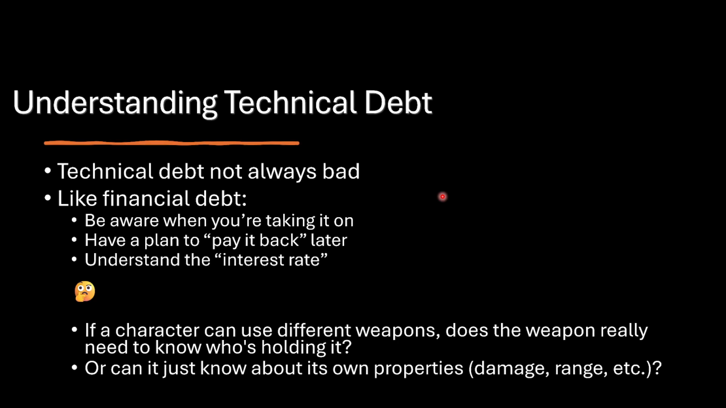Can we make this easier? Do we need this circular reference? And make sure that we have a plan to pay it back later by using perhaps things like refactoring, which we'll go to in a second. So how do we manage this?